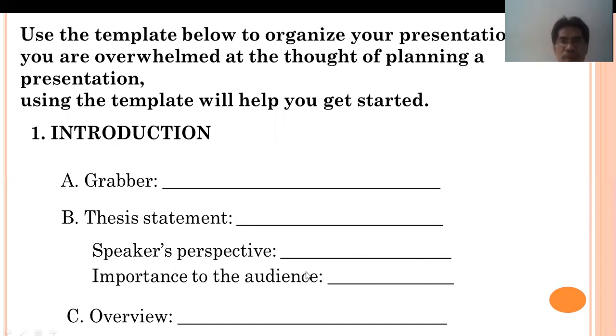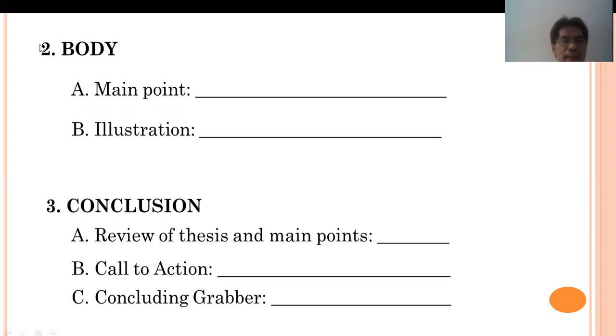And then the speaker's perspective, the importance to the audience, how important it is for the audience after joining the presentation, and the overview. So grabber, thesis statement, overview as a template, and the body. In the body, you have to state the main point of your topic and then illustrate further in the second one.